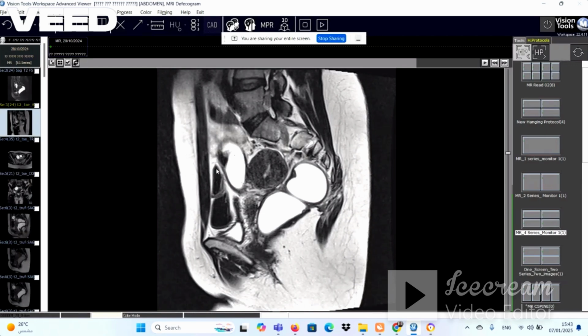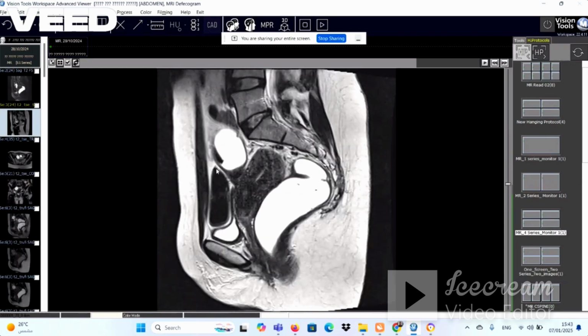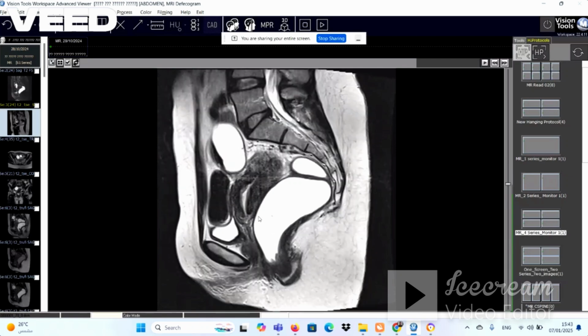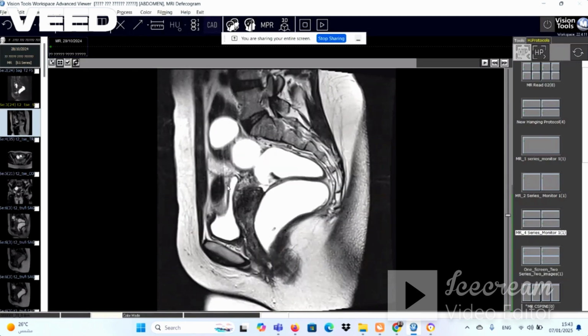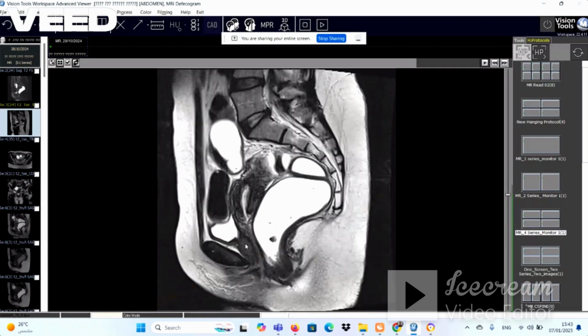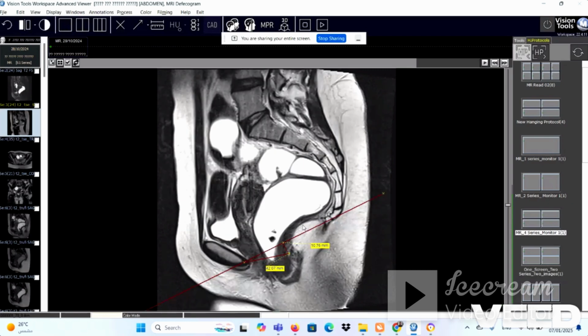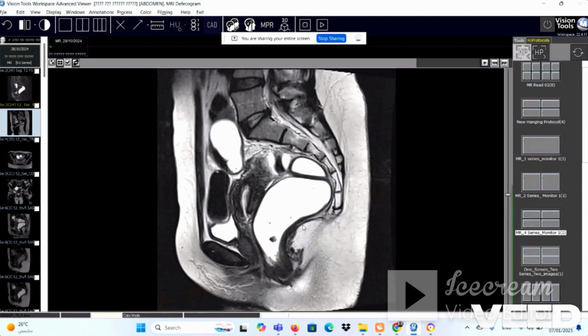The sagittal plane is very important. Here, the uterus is retroverted, slightly retroverted. The bladder is in place. The urethra is vertical. The rectum is markedly distended by gel as we prepared the patient. We don't have any descent in the resting state.